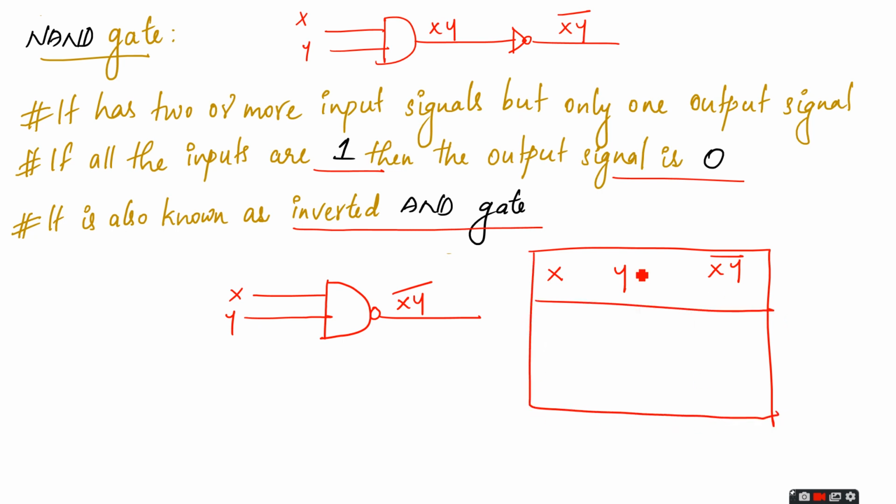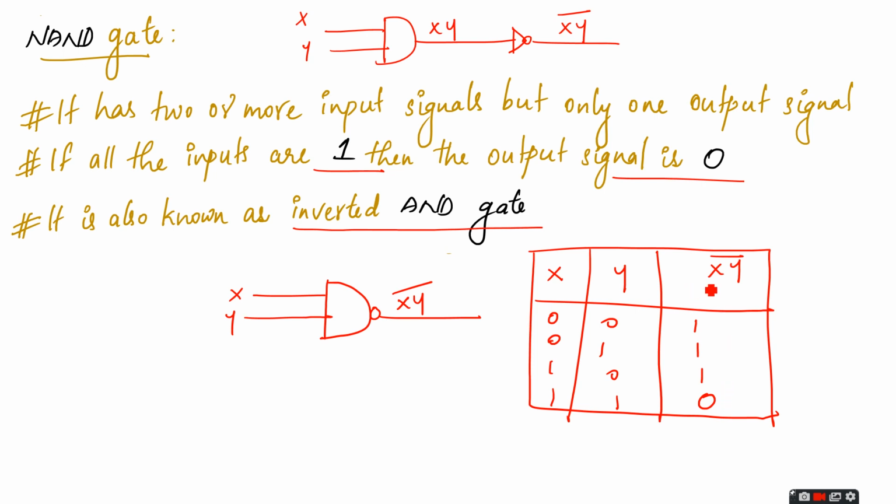Two variables means four combinations will be there. We'll write 0, 0, 0, 1, 1, 0, 1, 1. Now in NAND gate, if all the inputs are 1, then the output is 0. So for 0, 0, the output will be 1. For 0, 1, the output will be 1. For 1, 0, the output will be 1. And if all the inputs are 1, then the output signal is 0. This is the NAND gate.